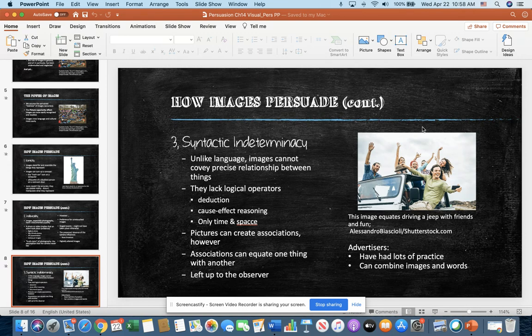And the textbook pointed out that if you don't quite get what the image is telling you, you have the words there to lead you, and vice versa. If the words aren't clear, then there's the picture to make the statement as well. So images in themselves do persuade.